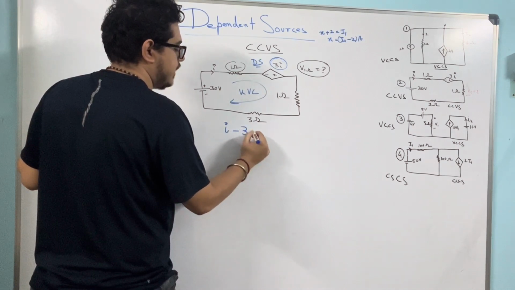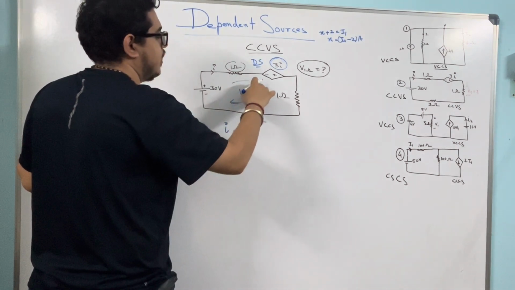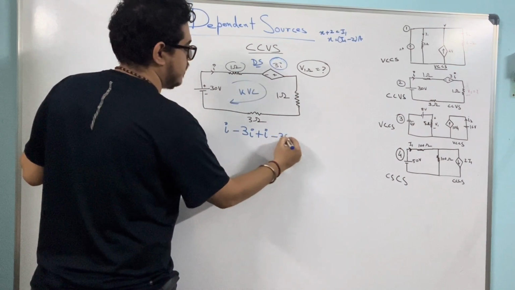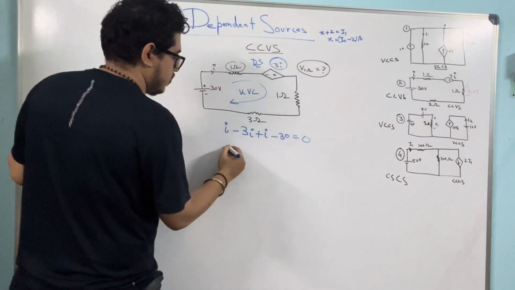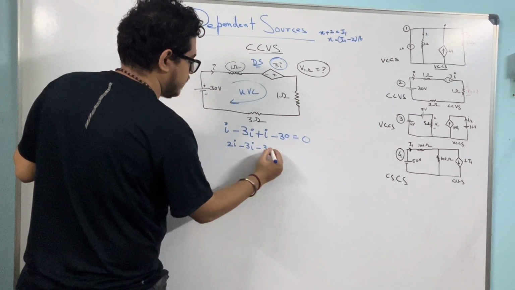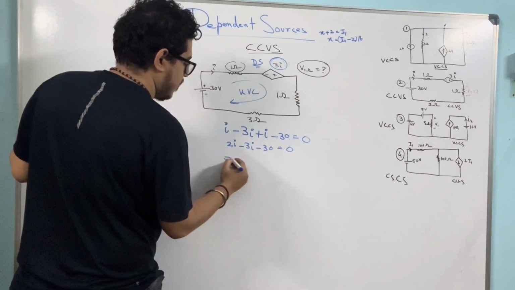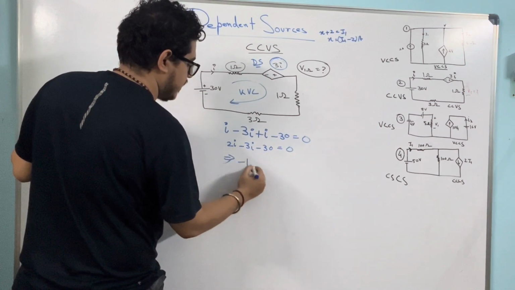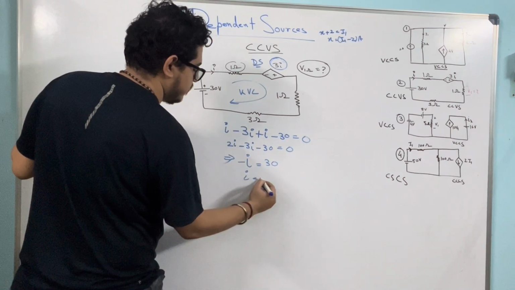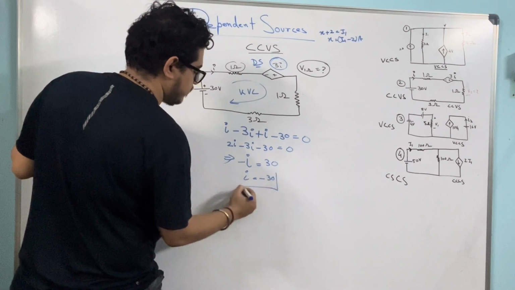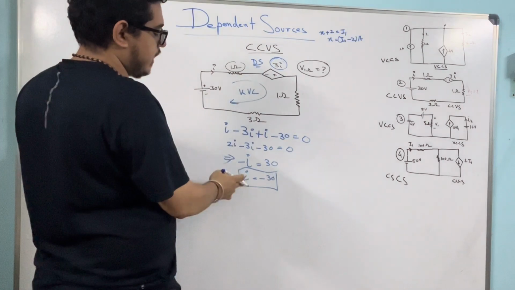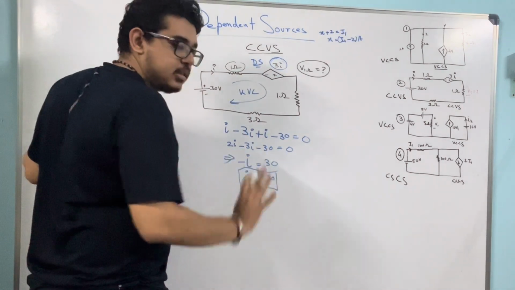So this will be I minus 3I, again plus I minus 30 equal to 0. Upon solving, 2I minus 3I minus 30 equal to 0, easily we get minus I equal to 30, so I equal to minus 30. So the assumption of my current direction is wrong, but the magnitude of the current is 30.